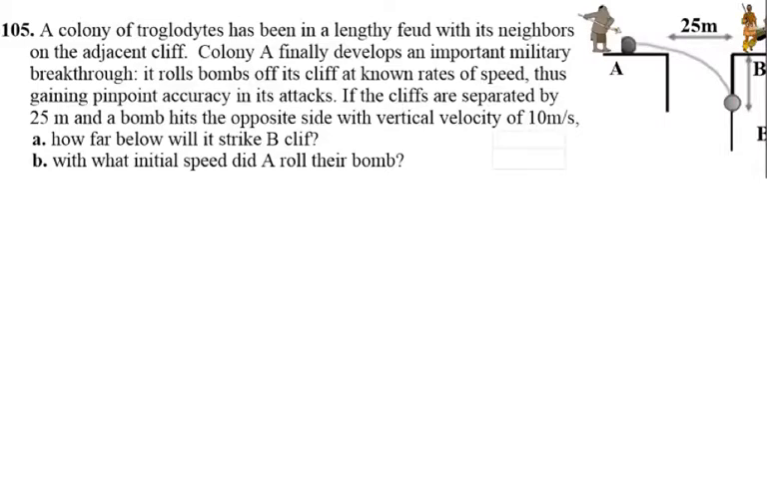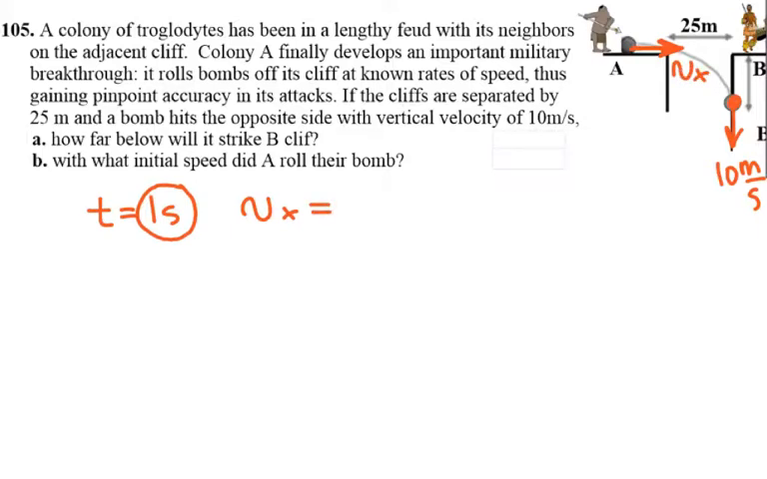So at first I know that it's going to hit the other side at 10 meters per second. It takes 1 second to reach a vertical velocity of 10 meters per second because it's been hit horizontally, but it has zero vertical velocity when it starts moving. So I know the time it's going to hit the other side. The time is 1 second because it reaches a vertical velocity of 10 meters per second. Then the horizontal velocity is equal to the distance it traveled horizontally, 25 meters, over the time it traveled, which is 1 second. So horizontal velocity is 25 meters per second.